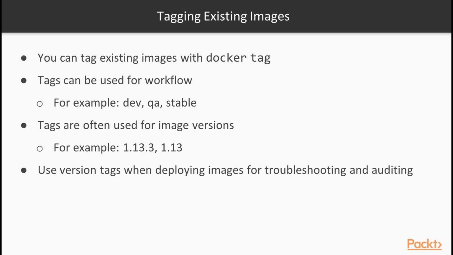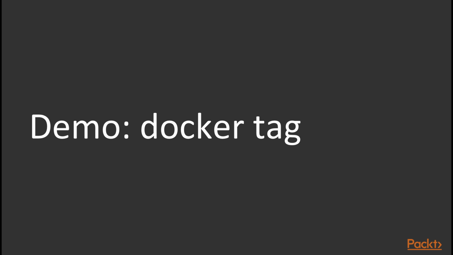Another thing you'll often see is a more general version tag for an image. For example, the official Nginx image tags a specific point release as 1.13.3. However, there is also a tag for 1.13 that always points to the latest point release of the 1.13 Nginx release. Currently, it points to 1.13.3, but will point to 1.13.4 when that release is published.